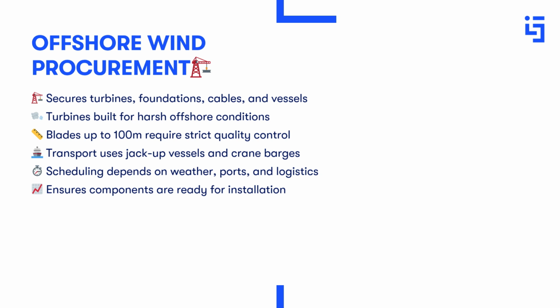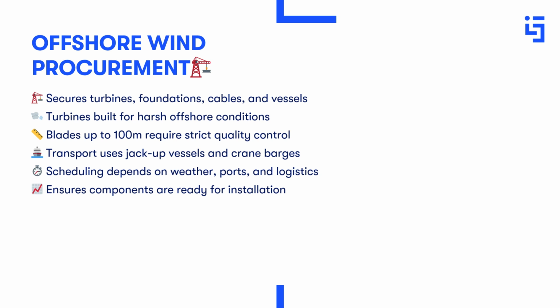Large-scale production adds complexity, as blades can reach lengths of up to 100 meters, requiring rigorous quality control. This leads to logistical coordination. Transporting oversized components from factories to ports, and then offshore, requires careful planning, using specialized vessels such as jack-up ships and crane barges. Scheduling is also critical. Projects rely on tightly managed timelines that consider weather, port capacity, and vessel availability, as disruptions can cause delays and increased costs.